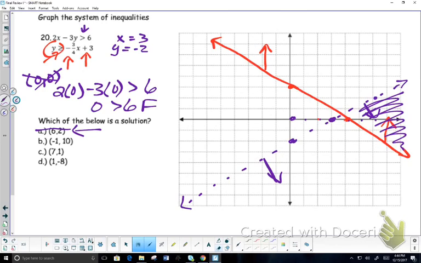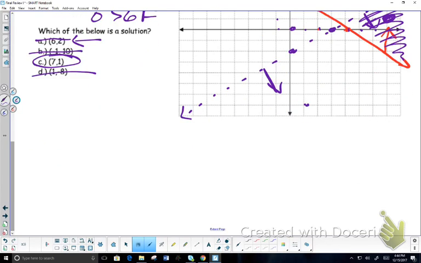Negative 1, 10. Negative 1, 1, 2, 3, 4. Is there any way anything up here is going to be a solution? No. (7, 1). 1, 2, 3, 4, 5, 6, 7. 1 is right there. Yes, this is a solution. Once again, doing multiple choice, we always do them all. (1, -8) is going to be down here somewhere. So no, it's not a solution. And we got our answer. Oh, we're done with that page.